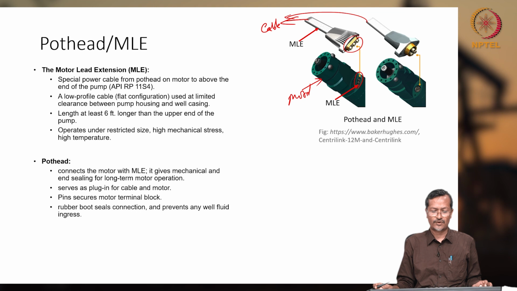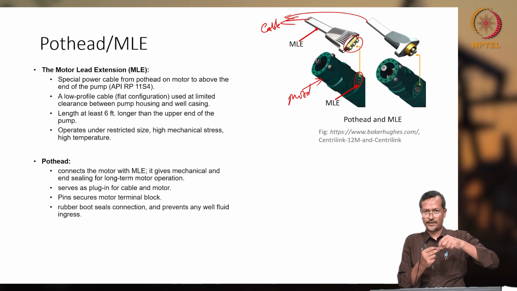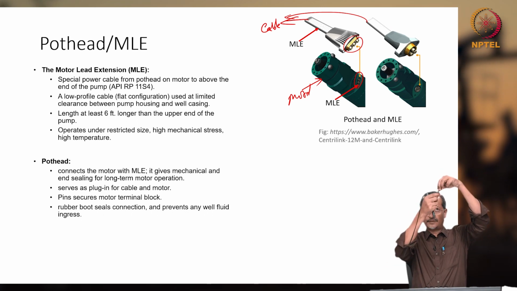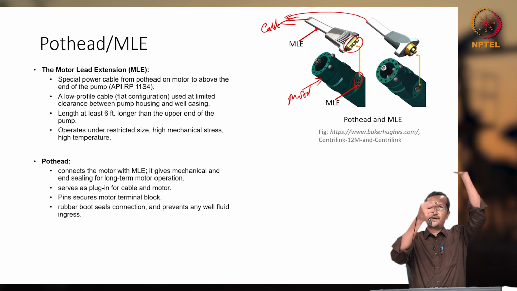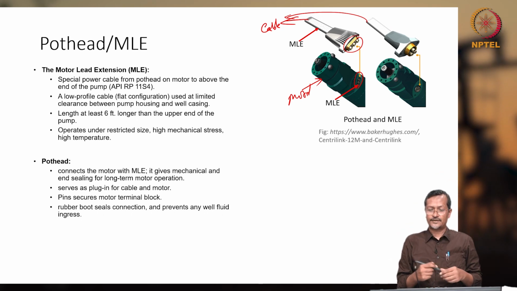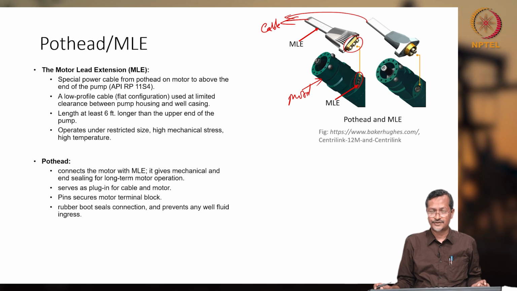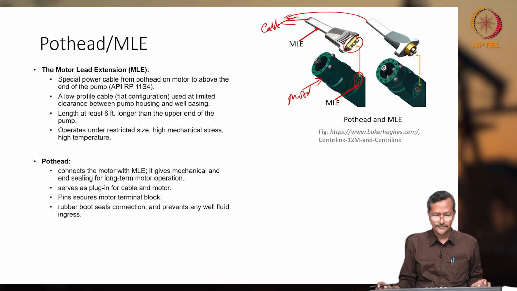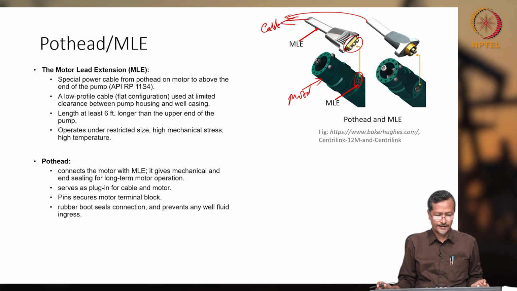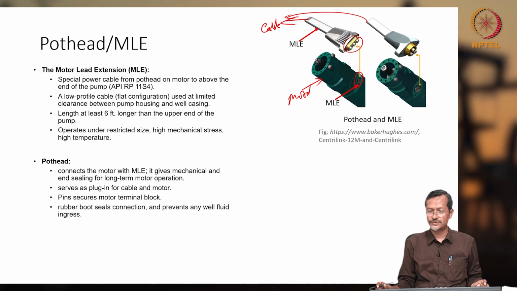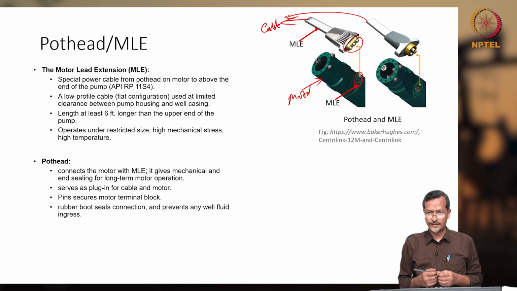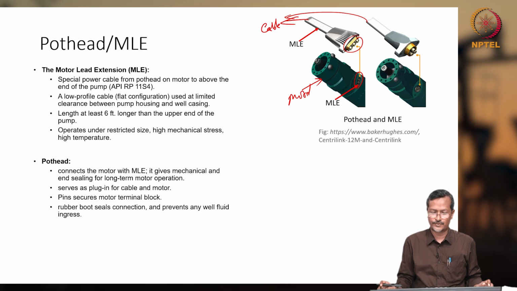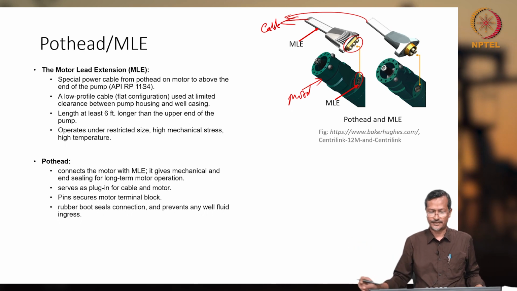Length at least 6 feet longer than the upper end of the pump. So motor, then protector, then pump: from the upper end of the pump to the motor, a certain length is there. So plus 6 feet, that much flat cable you have to give. That one is actually your MLE, motor lead extension. That will normally be a flat cable and it is connected to your Pothead. The Pothead should have some pins also to secure it, so that you can thread it properly, so that if there is a small movement of the cable, it should not come out of the system. That way you are securing the MLE and Pothead.